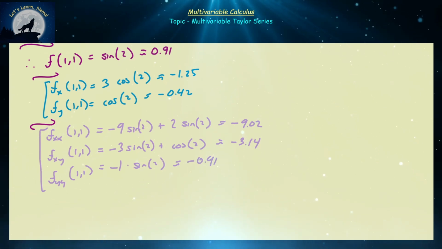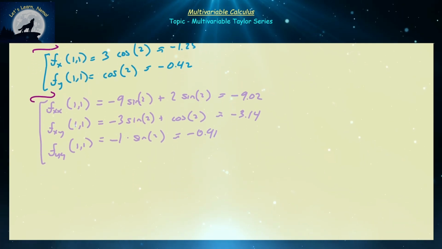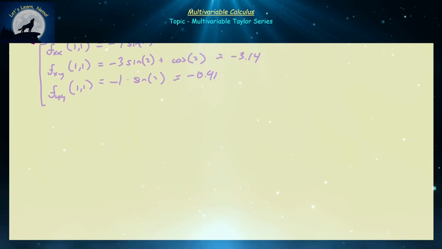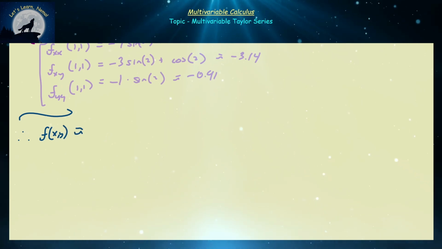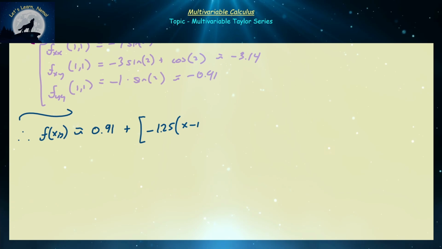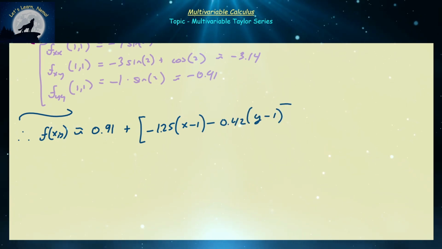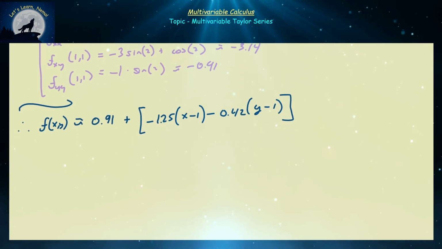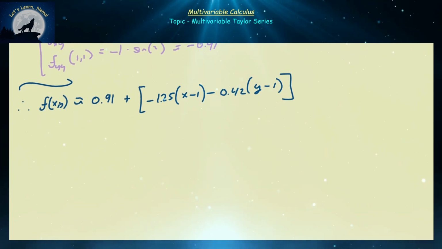Once you have each of those terms, now we can build our quadratic approximation to our sine(x squared) plus xy function. So that means f(x, y) will be approximately equal to our 0th order approximation, and then plus our first: negative 1.25 times (x minus 1) minus 0.42 times (y minus 1). Once you simplify that out, that's going to give you your tangent plane.